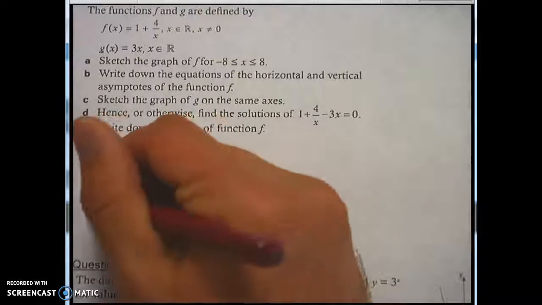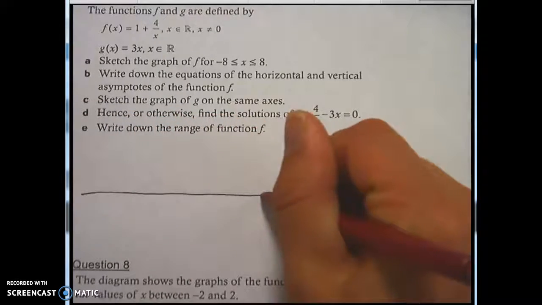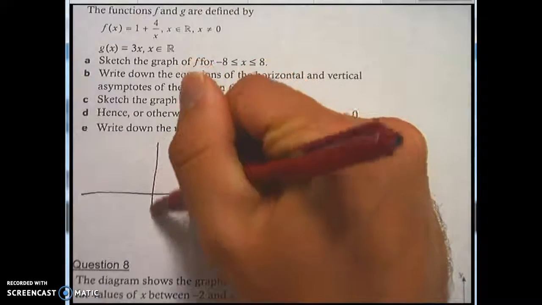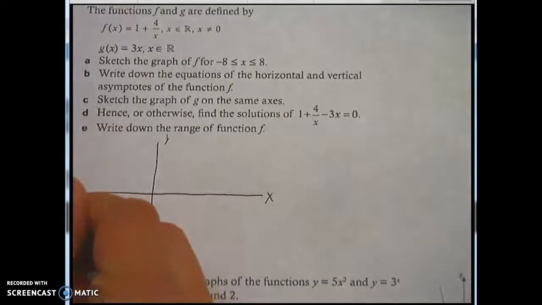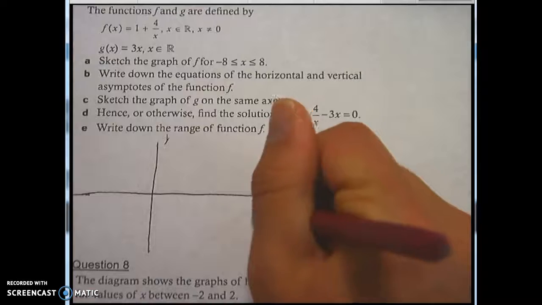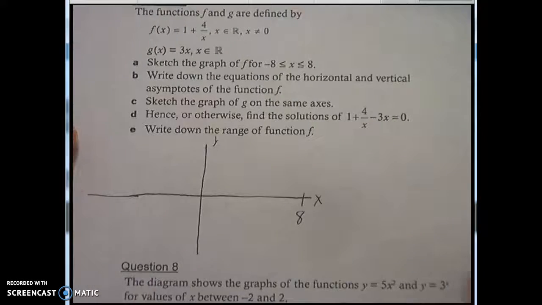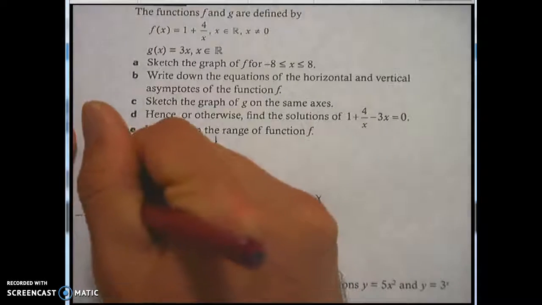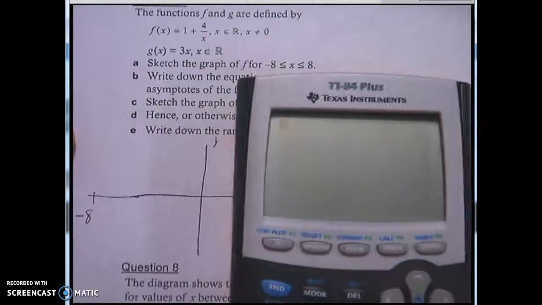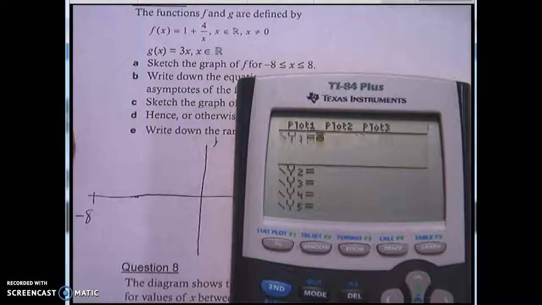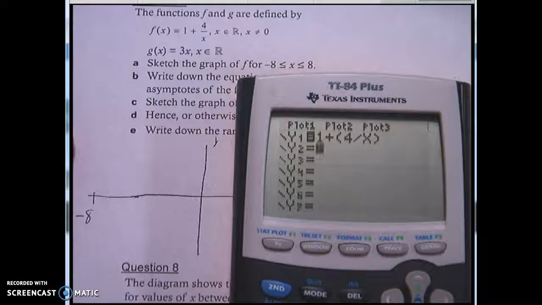So I'm going to draw that sketch right here. Always label your x and y, and we're going to take this thing from +8 over to -8. Now, when I do this, I like to let the calculator do most of the heavy lifting. So I'm going to y equals, and in y1 I'm going to type in 1 plus 4 over x. In y2 I'm going to type in 3x.